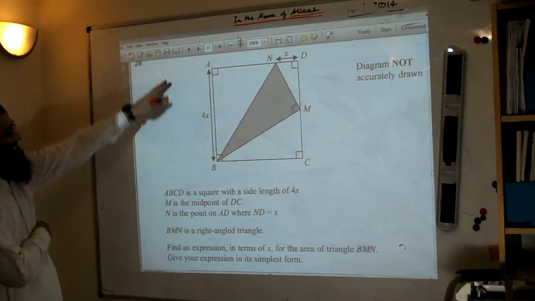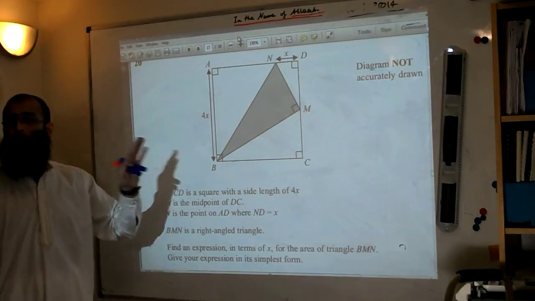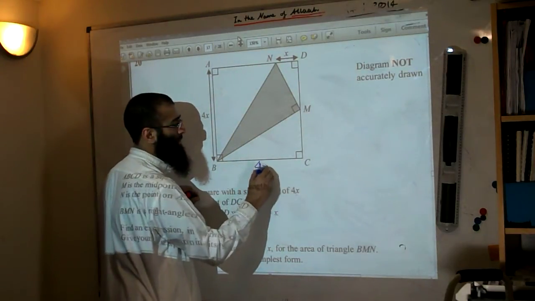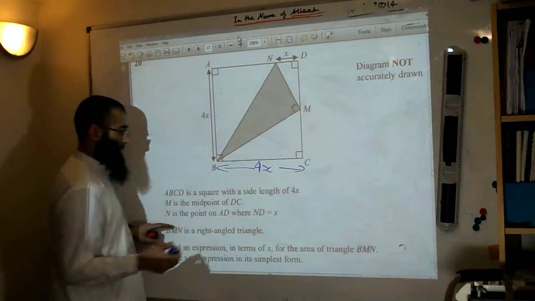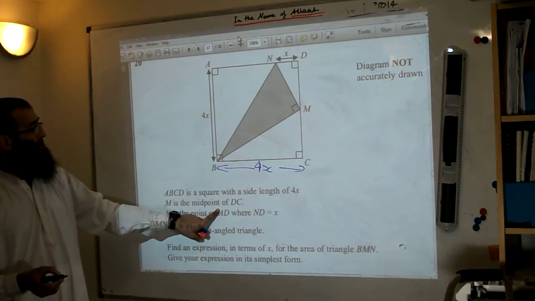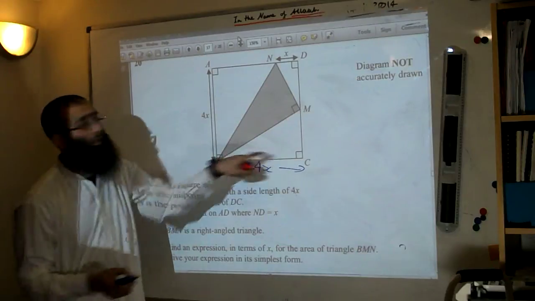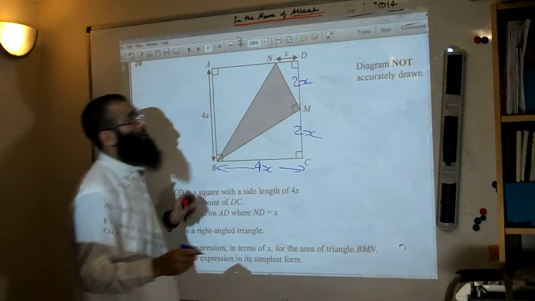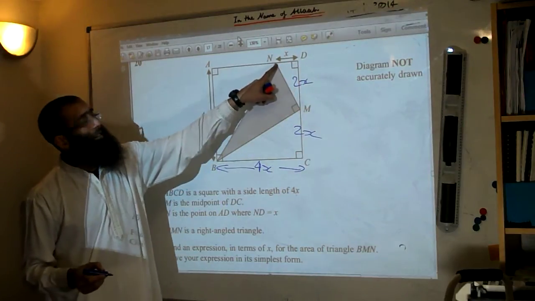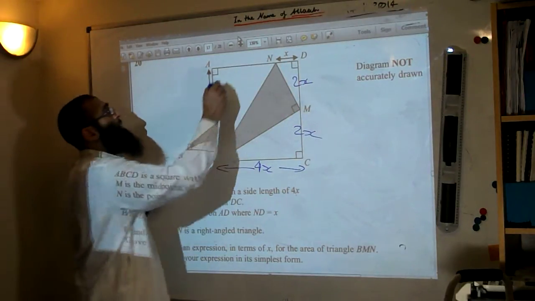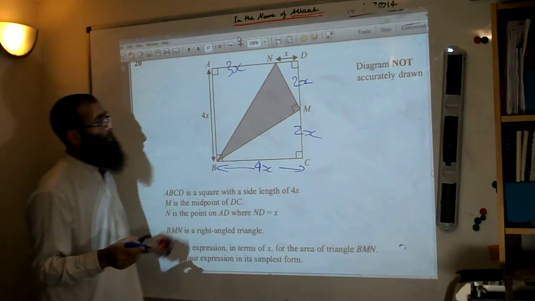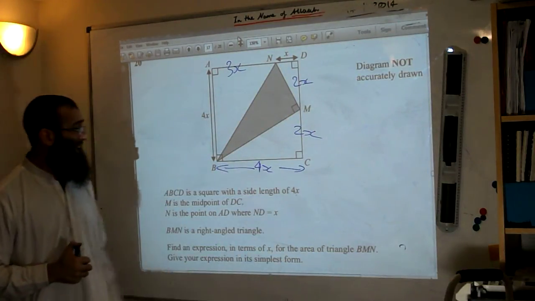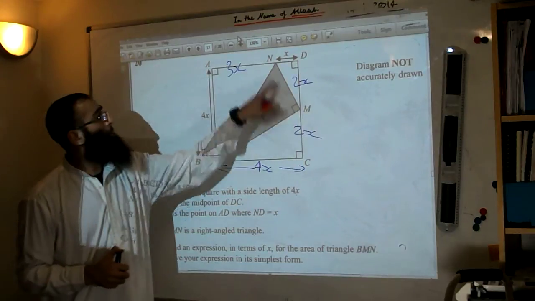It says ABCD is a square. Okay, straight away if it's a square we can start doing some certain things. If this is 4x, then this will also be 4x. Then it says here M is the midpoint of DC. If that's the middle of this line, that means this top part is 2x and the bottom part is 2x. If that part is x and altogether is 4x, what's this part? 3x. Okay.